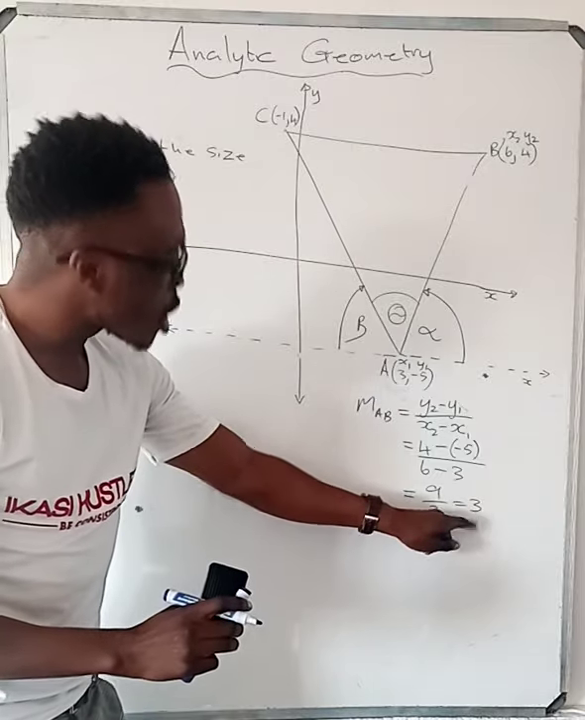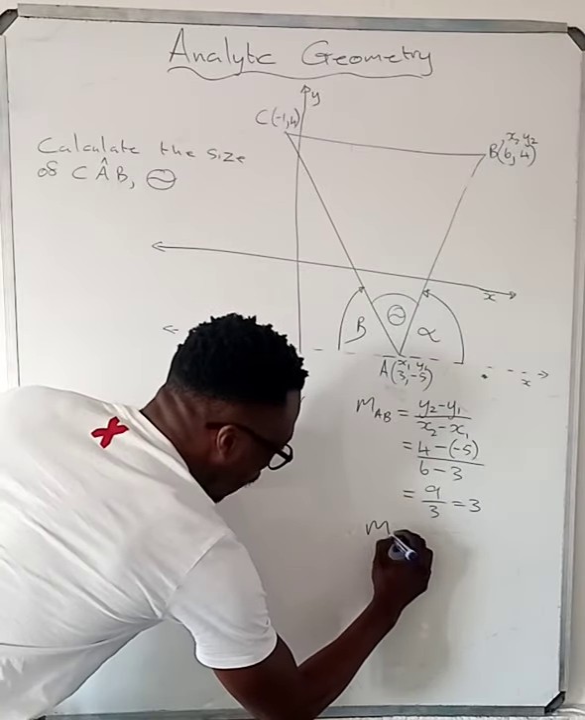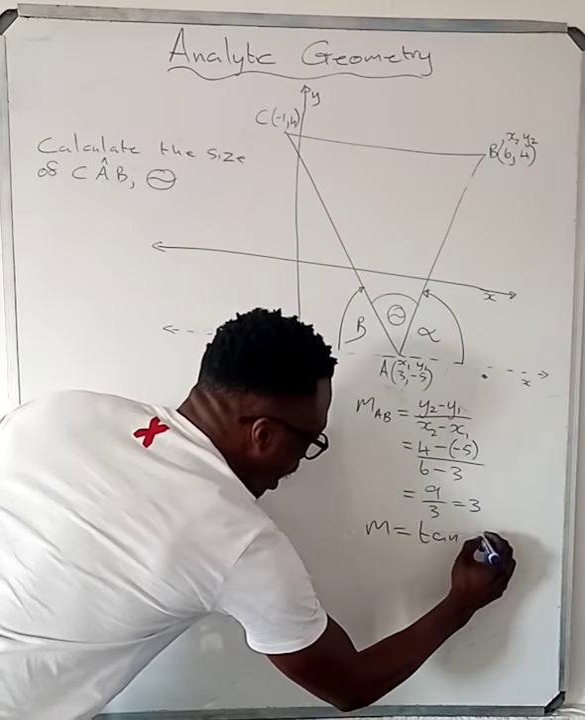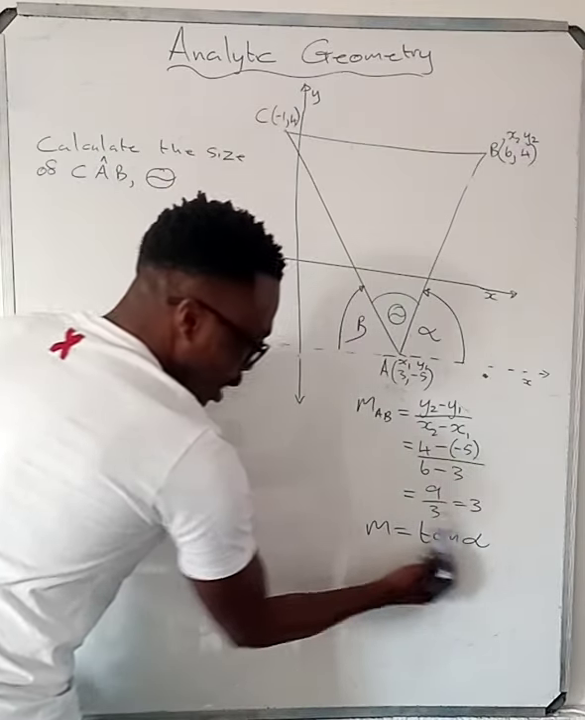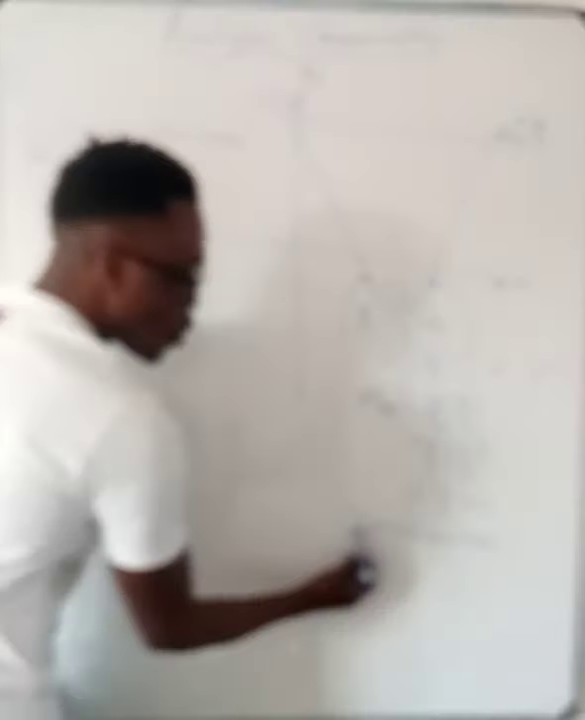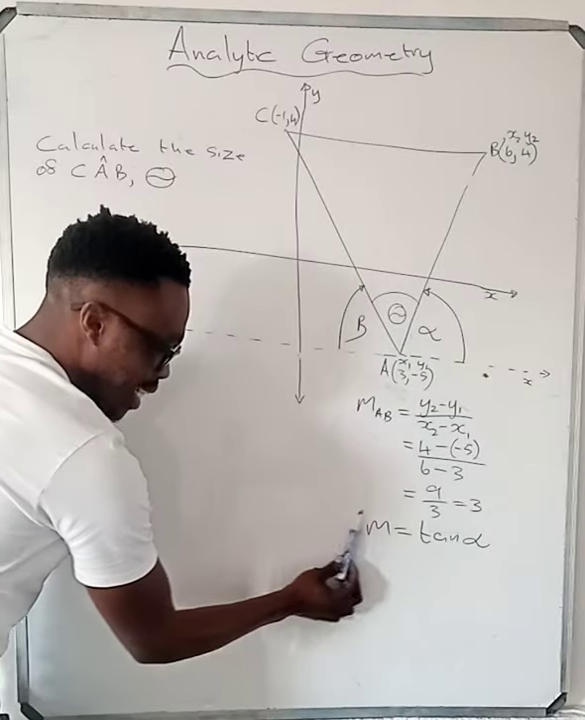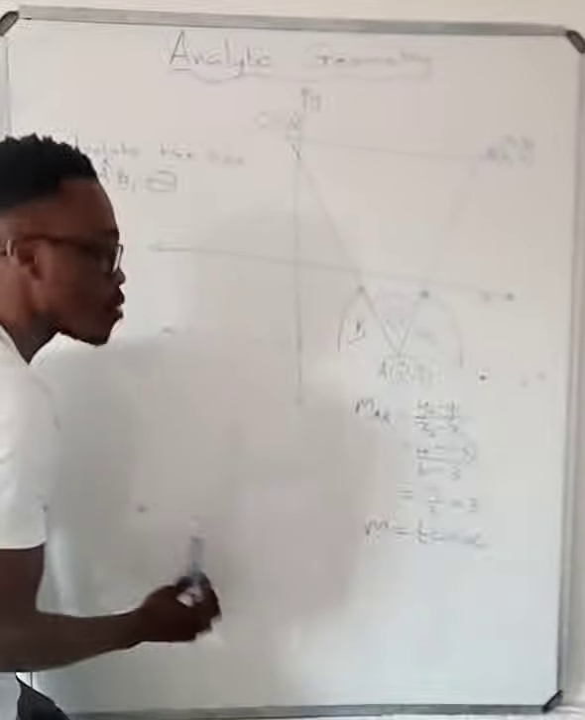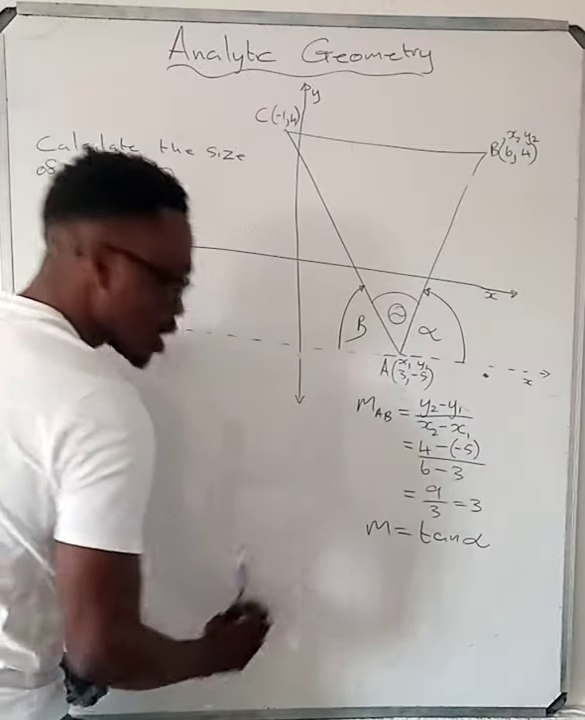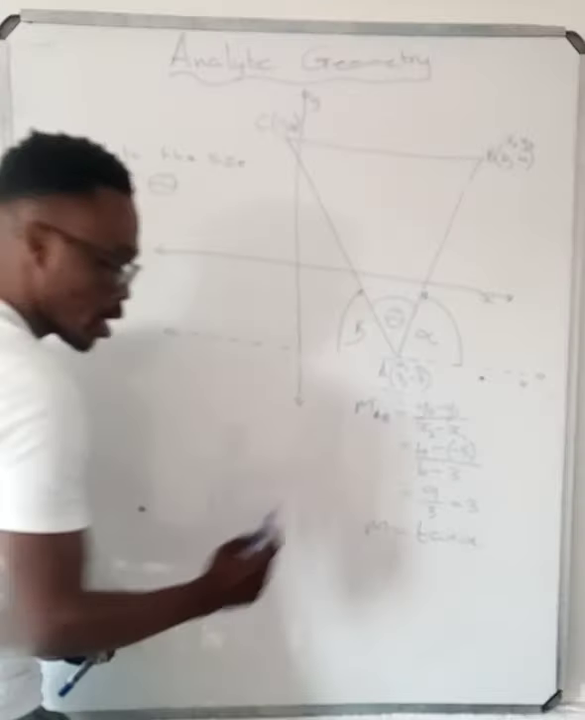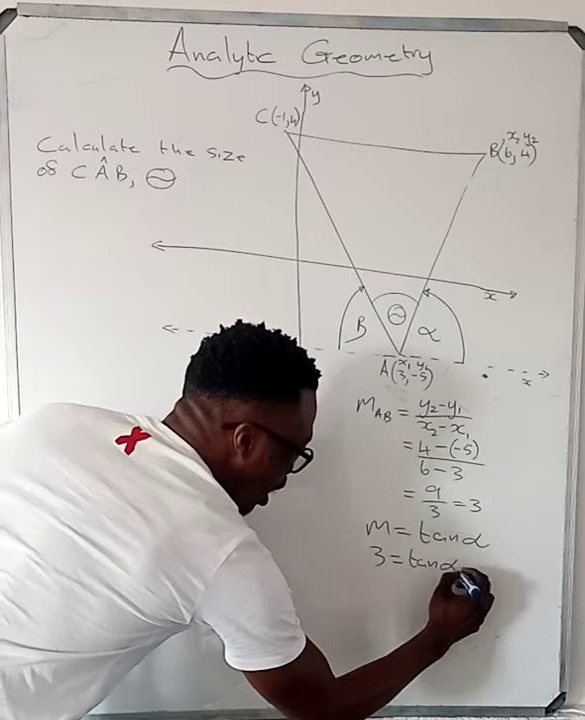Now what do we do with this gradient? There is an equation that says m is equal to tan alpha, because we want alpha. For the angle of inclination we need the gradient of the line. We substitute: 3 is equal to tan alpha.